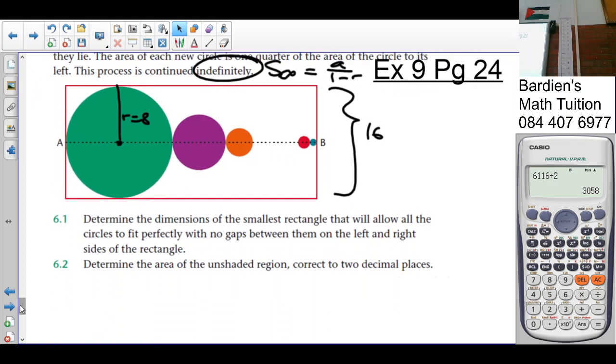So the question says, determine the dimensions of the smallest rectangle that will allow all the circles to fit perfectly with no gaps between them on the left and the right side of the rectangle. So determine the dimensions of the smallest rectangle.